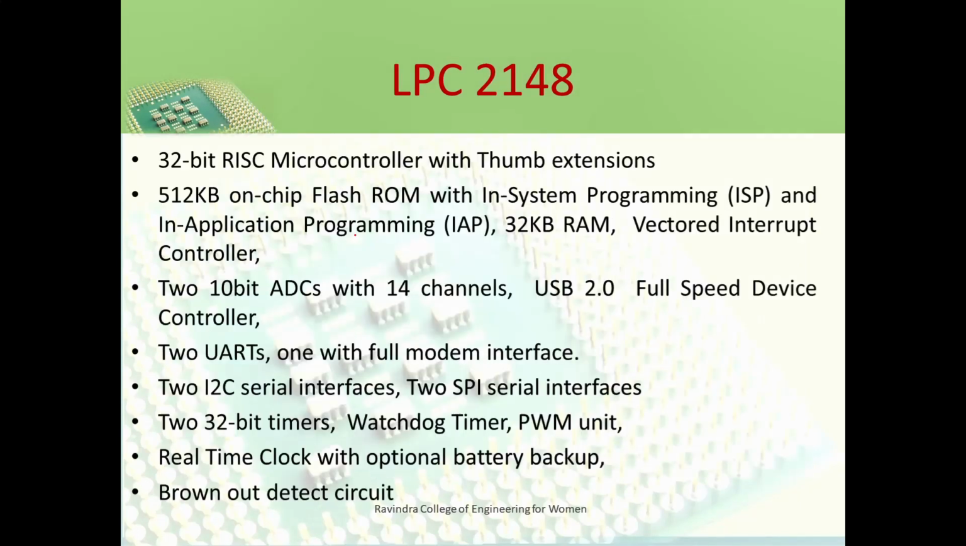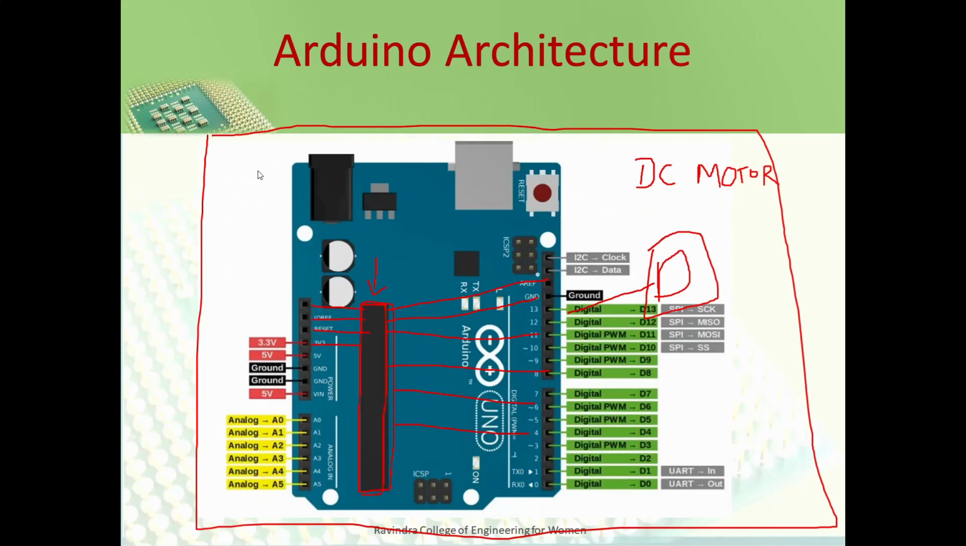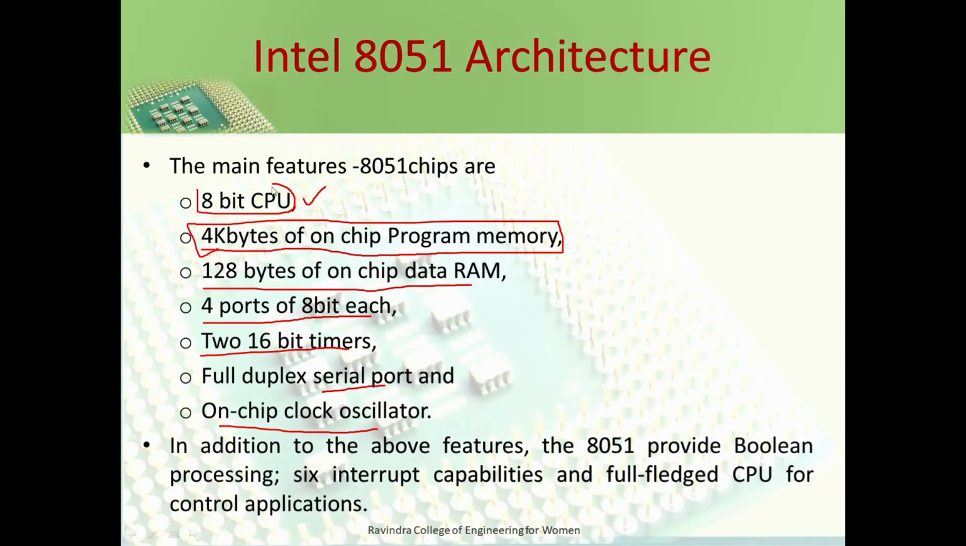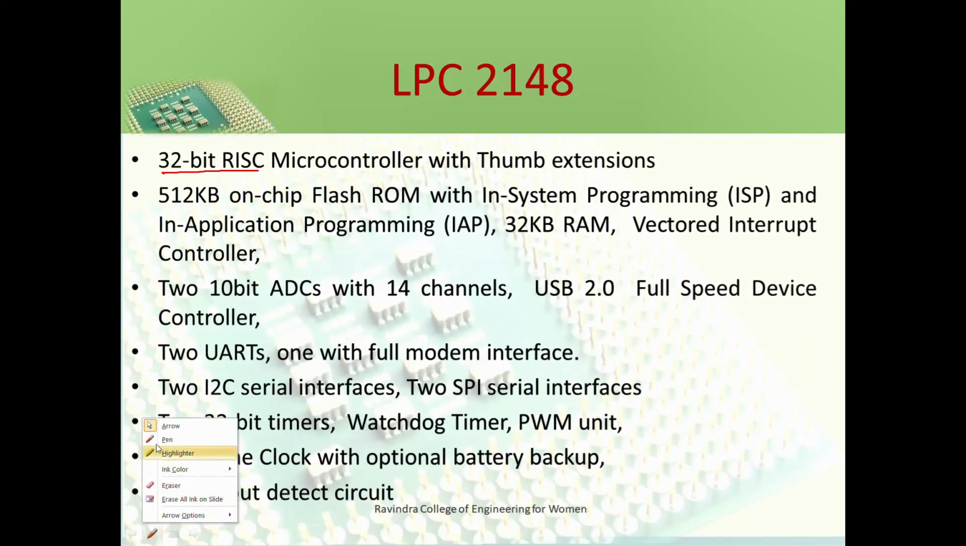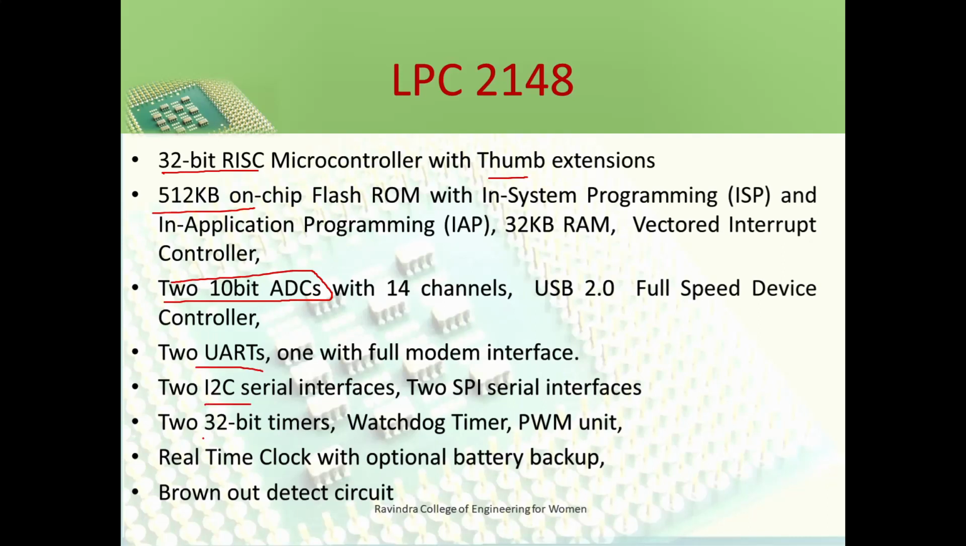So what are the features of the LPC2148? It is a 32-bit RISC microcontroller. Whereas if you check the 8051, it is only an 8-bit microcontroller. This LPC2148 is 32-bit, so definitely a lot more information can be stored in it. Then it has 512 KB on-chip memory, two 10-bit ADCs, two UARTs, I2C, 32-bit timers, real time clock, and a brownout detect circuit. These are all the features available with the LPC2148 IC.